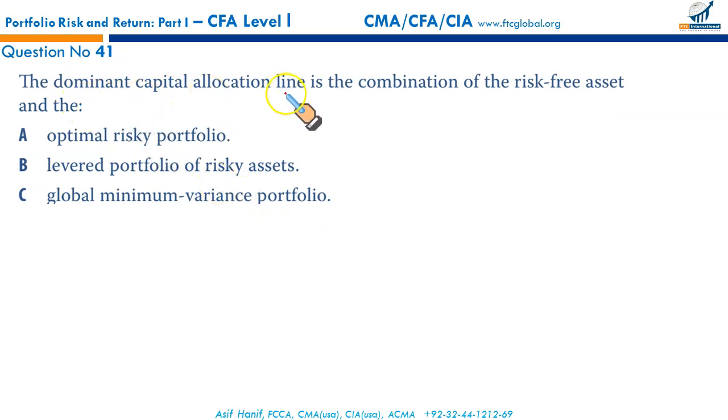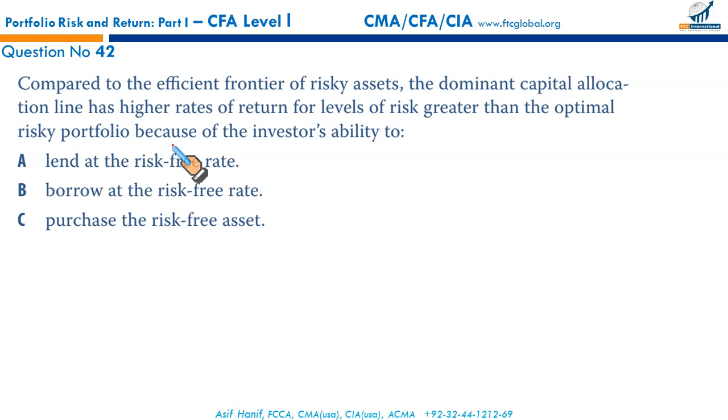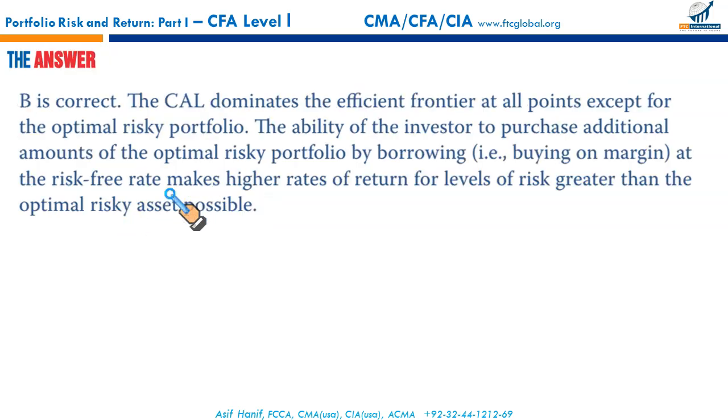Next, the dominant capital allocation line is the combination of the risk-free asset and the optimal risky portfolio. We have just done a question like this in our previous questions. A is the correct option. Then, compared to the efficient frontier of risky assets, the dominant capital allocation line has higher rates of return for the level of risk greater than the optimal risky portfolio because of the investor's ability to borrow. So fairly straightforward questions from your overview video. It's because the investor can purchase additional amounts of the optimal risky portfolio by borrowing at the risk-free rate. So that's B. B is the correct option.